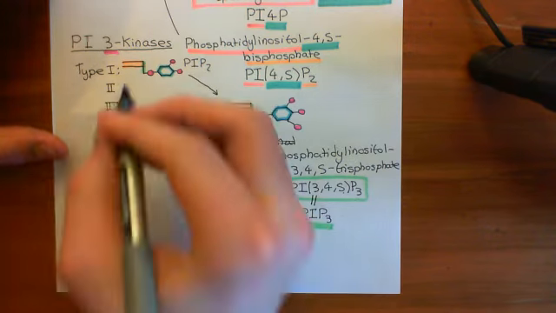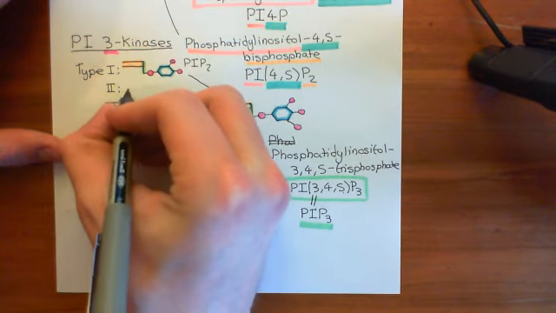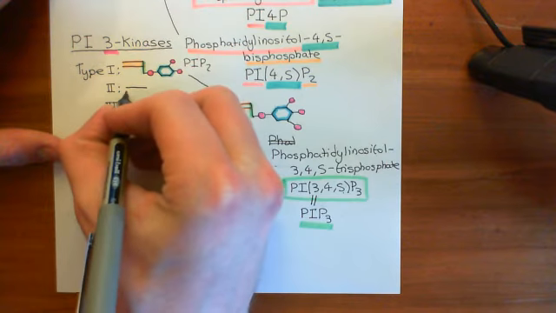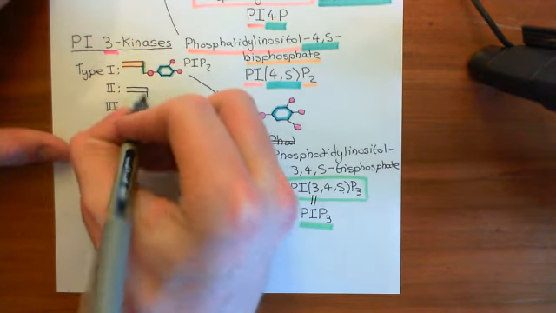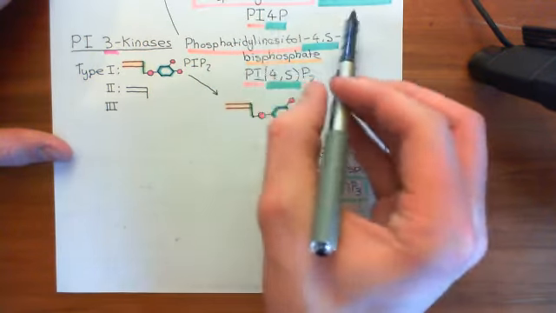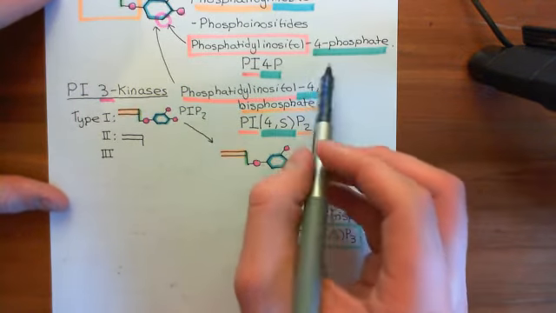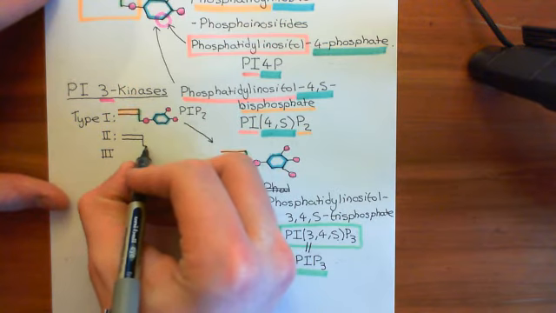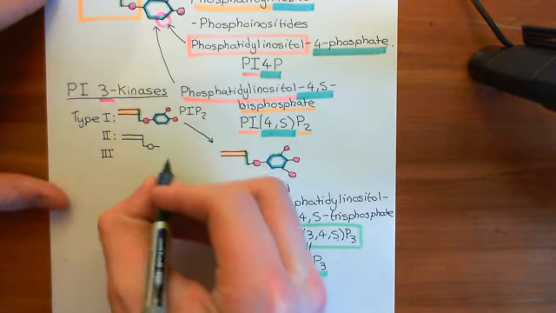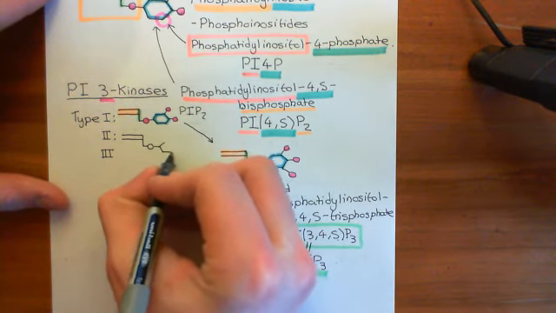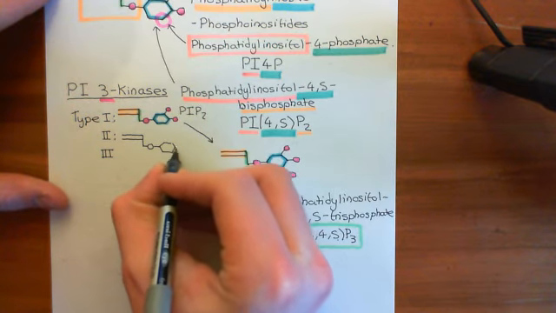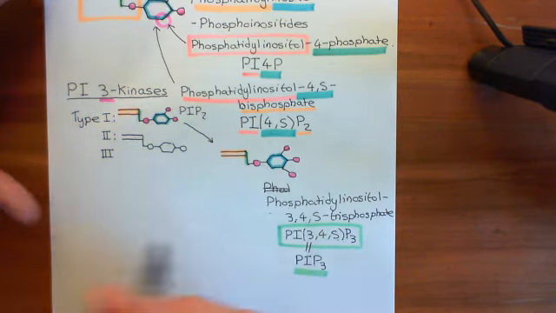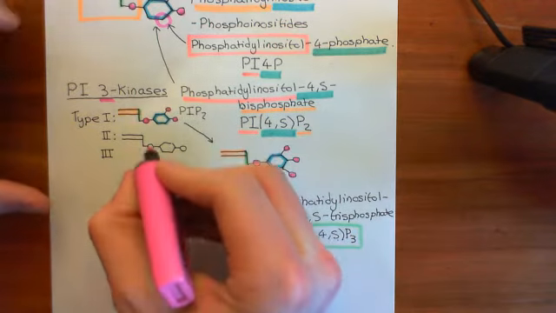Okay, right. So type 2 phosphoinositide 3 kinases, these work on phosphatidylinositol 4-phosphate molecules. Okay, so their substrate is phosphatidylinositol 4-phosphate. So let's just redraw this out. So here is our phosphatidic acid molecule. Here is our inositol ring here. And then we've got a phosphate group coming off the 4th carbon of the inositol ring.